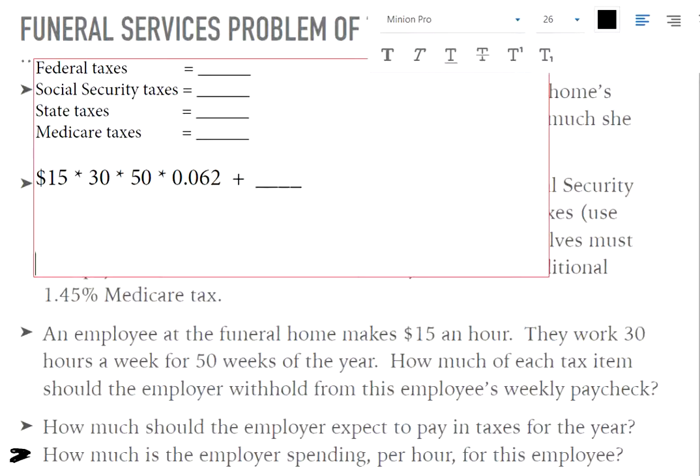And then the final question is, how much is the employer spending per hour for this employee? Well, they're paying $15 an hour plus 6.2% on $15 because they pay 6.2% for Social Security for every hour they work. And then they also pay 1.45% for every hour they work with Medicare. So this is what you have to calculate for the third part. And that will tell you how much this employee costs the employer per hour.